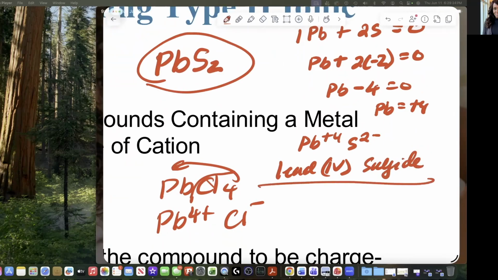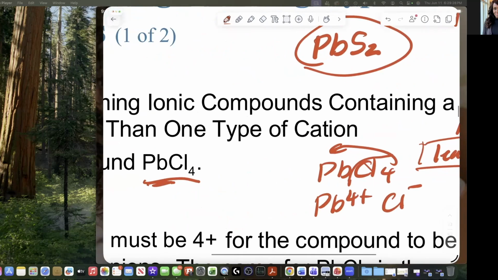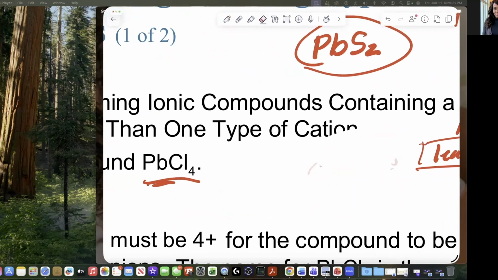So you can work it out that way to get the name. The other way you can work it out is by reverse crisscrossing. So let me work on that part here as I unfold the mysteries of nomenclature. Okay, so PbS2, for this one here, you want to reverse crisscross. Put the one down here, reverse it. So we have Pb2 plus S minus 1.